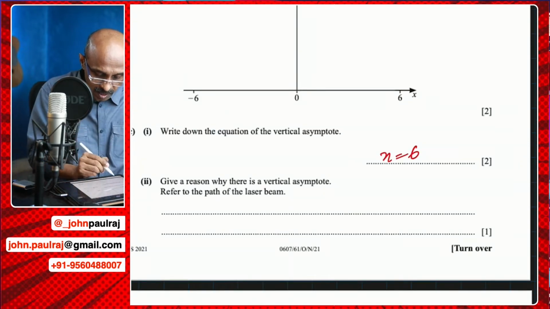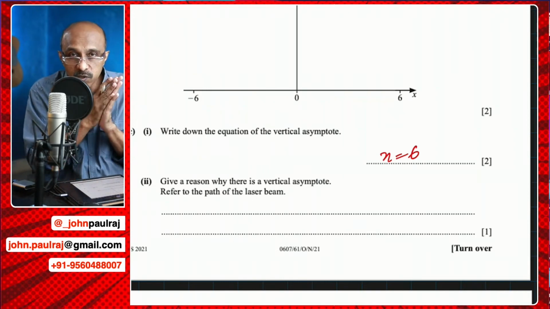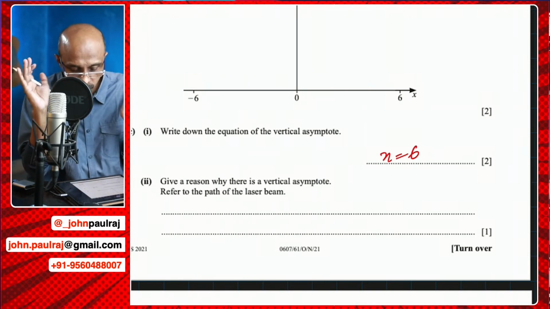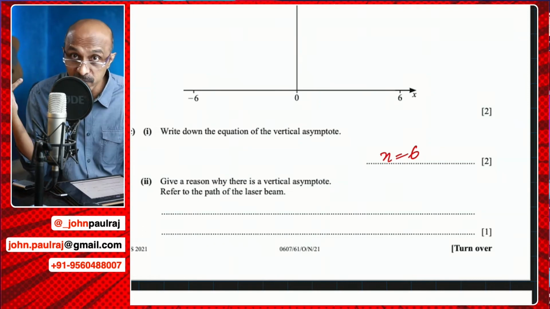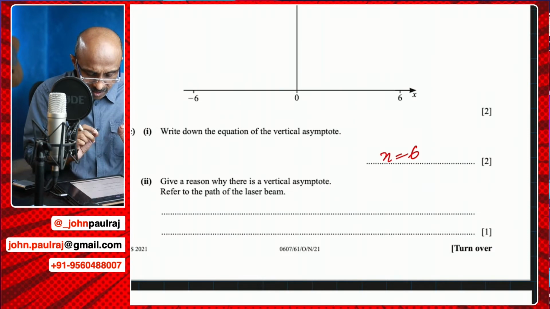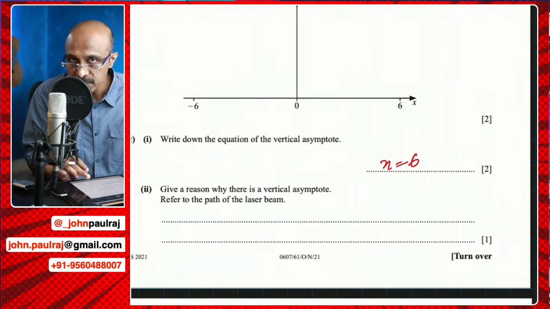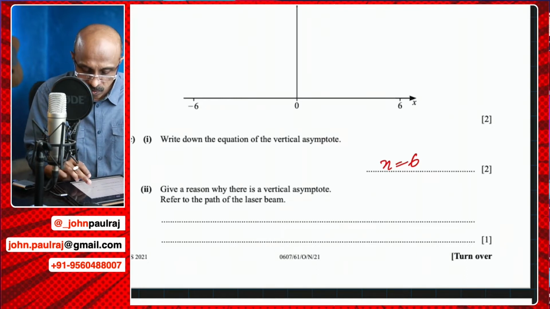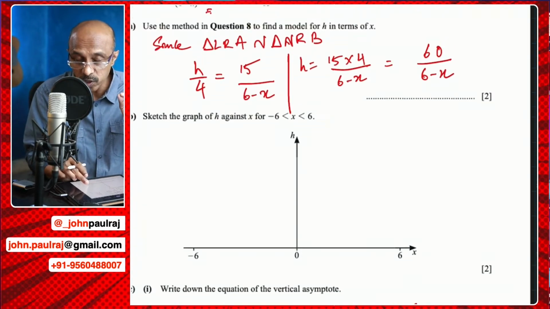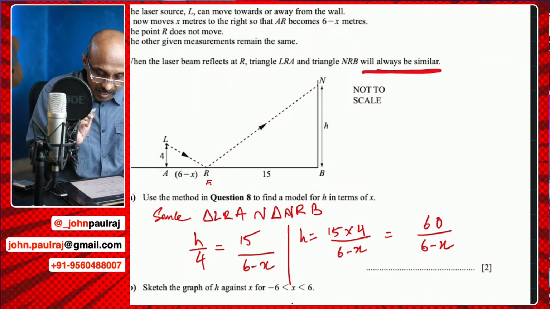Okay, and it's just one point. Refer to the path of the laser beam. There's a hint given. So rather than using algebraic ideas of, you know, it's not defined, the denominator becoming 0, that's not what's expected. Refer to the path of the laser beam. So let's just take a look at what's going to happen when x will be 6. I'm not talking about the denominator becoming 0. But let's just take a look at this diagram.